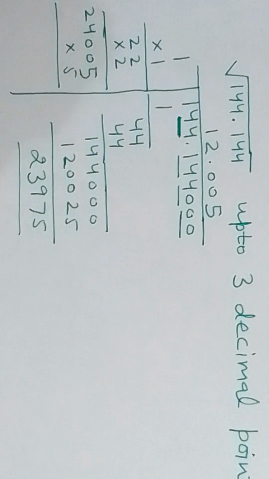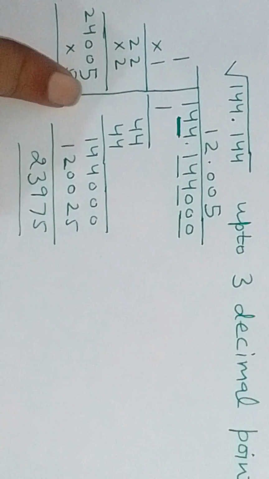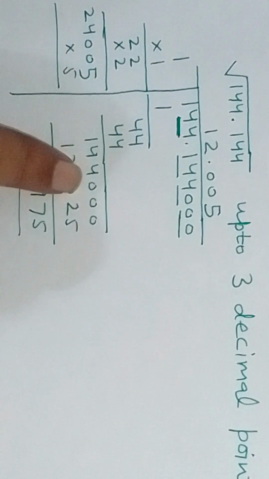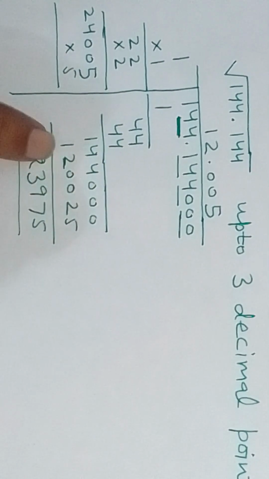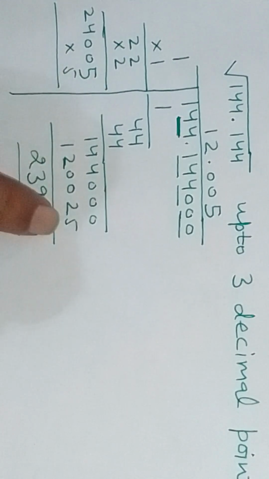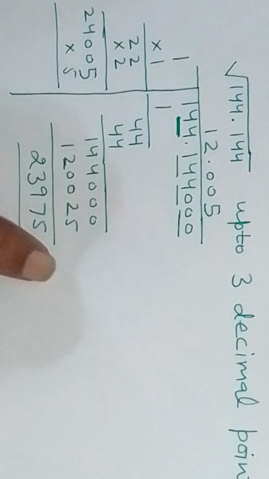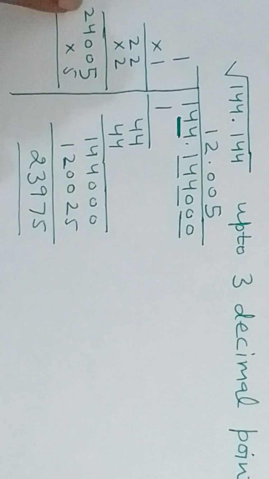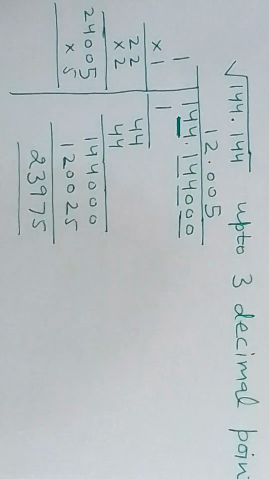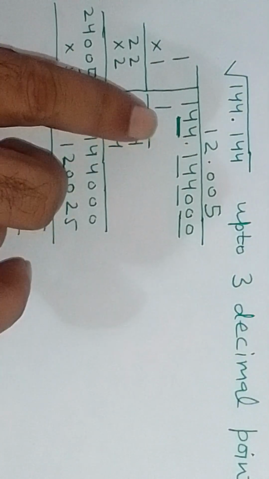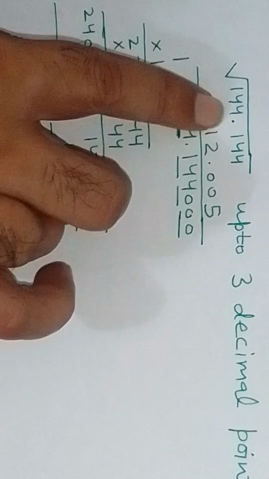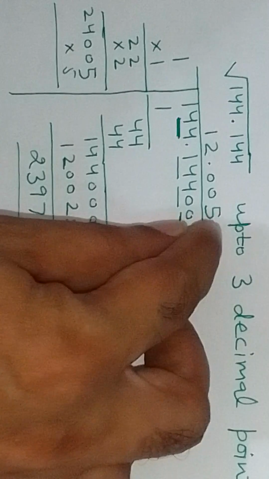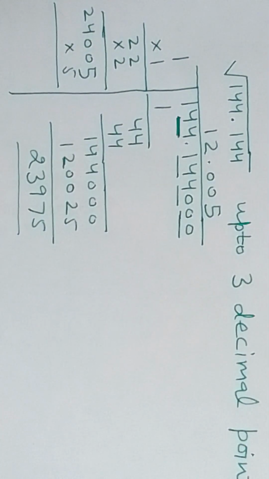Now we can put 24005 into 5, this value below 144000, and the value becomes 120025, and after subtraction we will get 23975, that is less than 24005. Hence on solving, for the value of 144.144 up to 3 decimals, we get the square root 12.005.